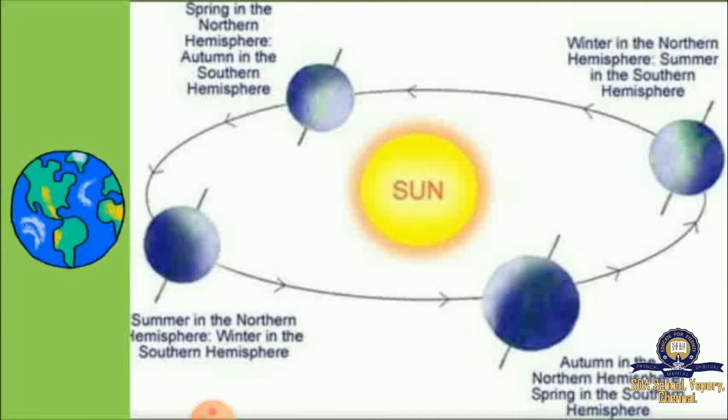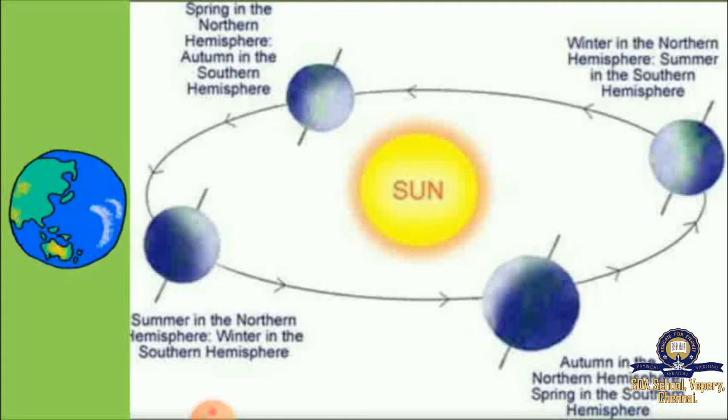It is spring in the northern hemisphere and autumn in the southern hemisphere. When the earth is at this position, the sun rays fall directly on the equator. It will be neither very hot nor very cold in both hemispheres. The northern hemisphere has spring in position 1 and autumn in the southern hemisphere. This is about position 1.